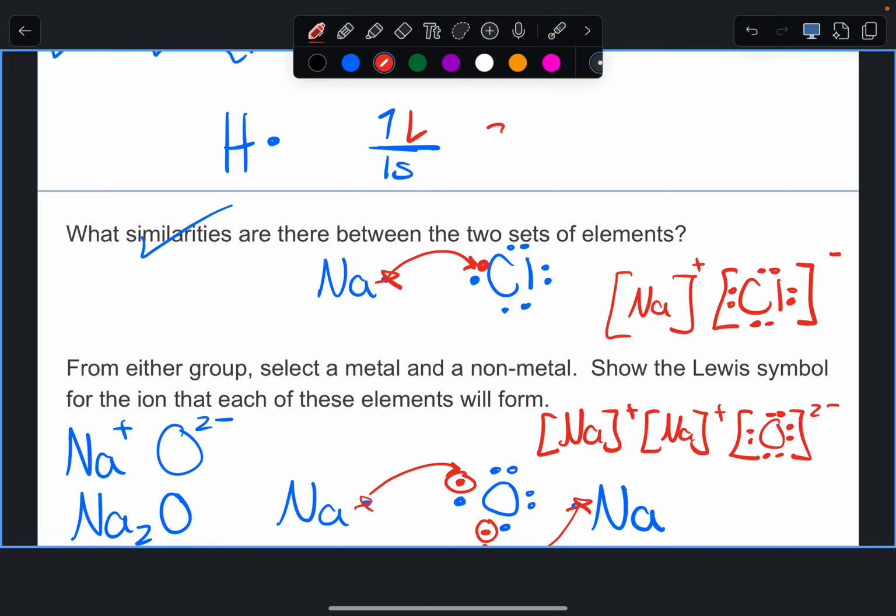Okay? So this is sometimes called the duet rule. So it doesn't need 8 total, it just needs 2. Everything else, though, needs 8. It either needs 8, like chlorine, or it needs to get rid of them, like sodium, so that now its lower energy shell has 8.